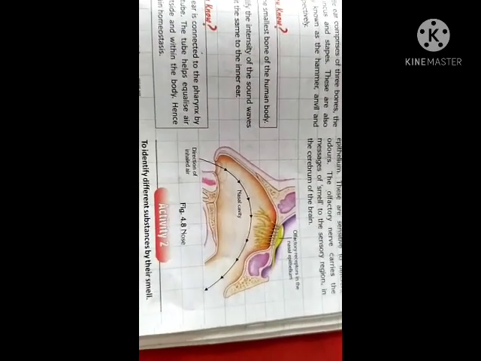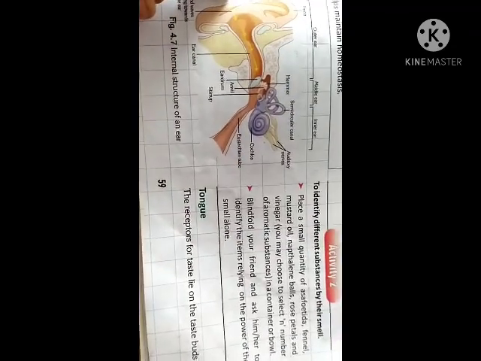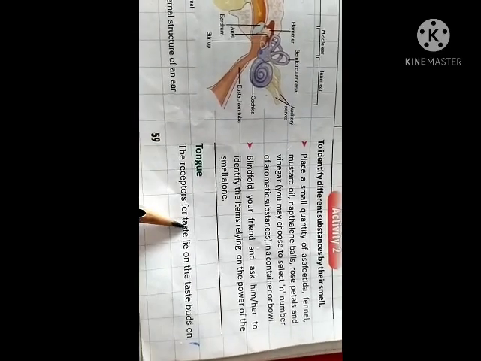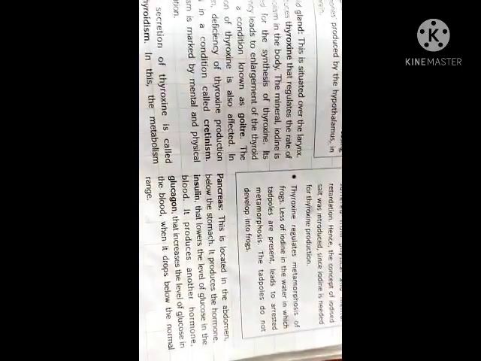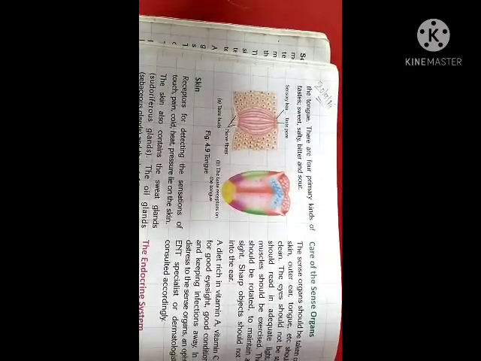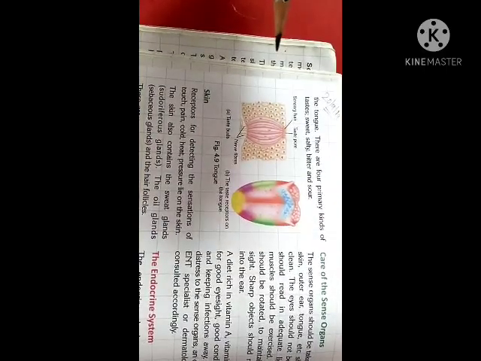Okay, students, now the next topic is the tongue. The receptors for taste lie on the taste buds on the tongue. Like the eyes were responsible for light, the nose for smell, and the ear for sound, in that way only the tongue is responsible for taste.